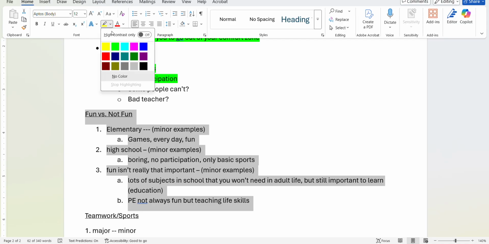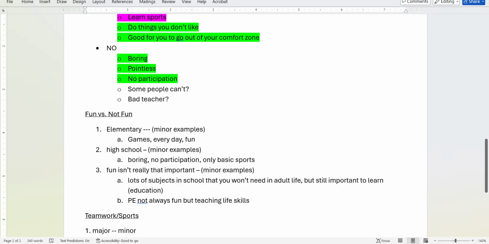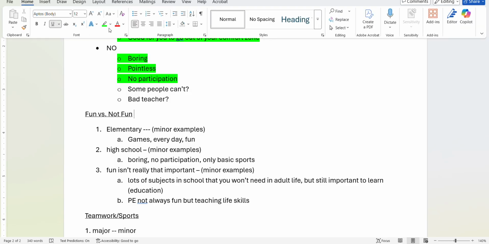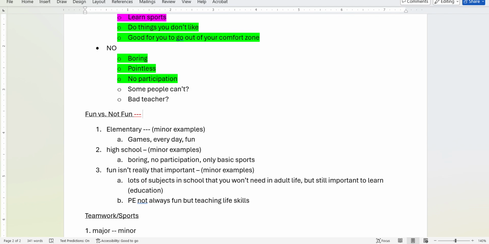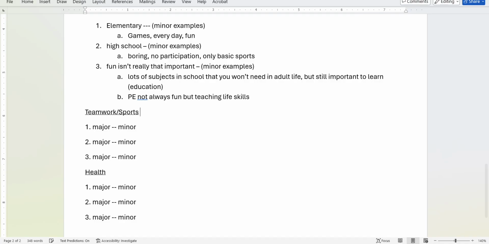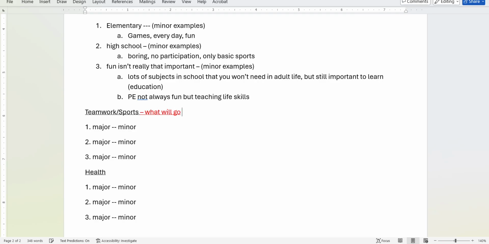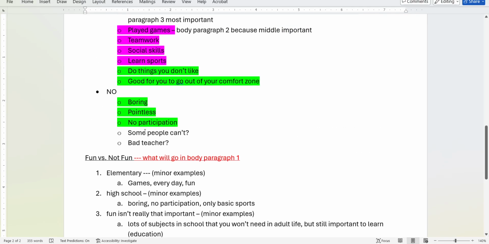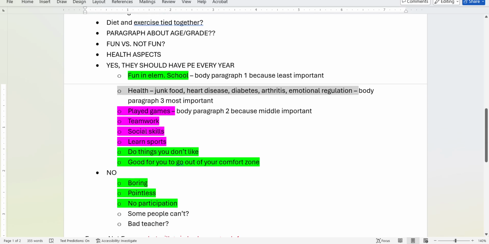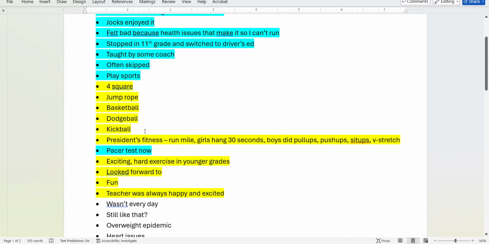This is going to be all of my green stuff. No, I'm not going to do that. It's going to make you guys probably get confused. So this is doing red here. What will go in body paragraph 1? Now for teamwork and sports, this is what will go in body paragraph 2. So going back up here, teamwork, social skills, learning sports. What else did I say about this?